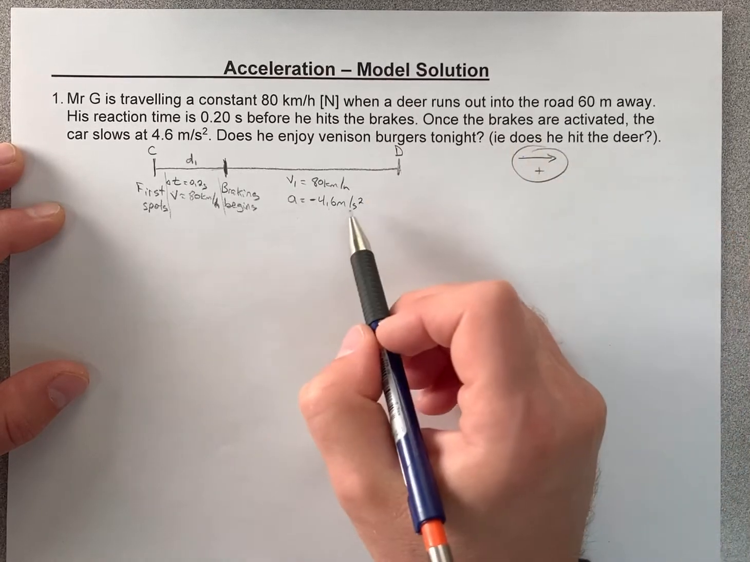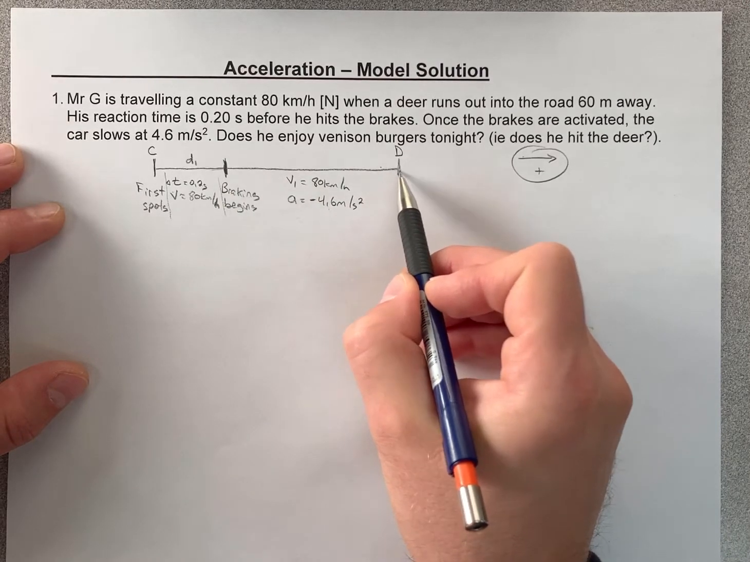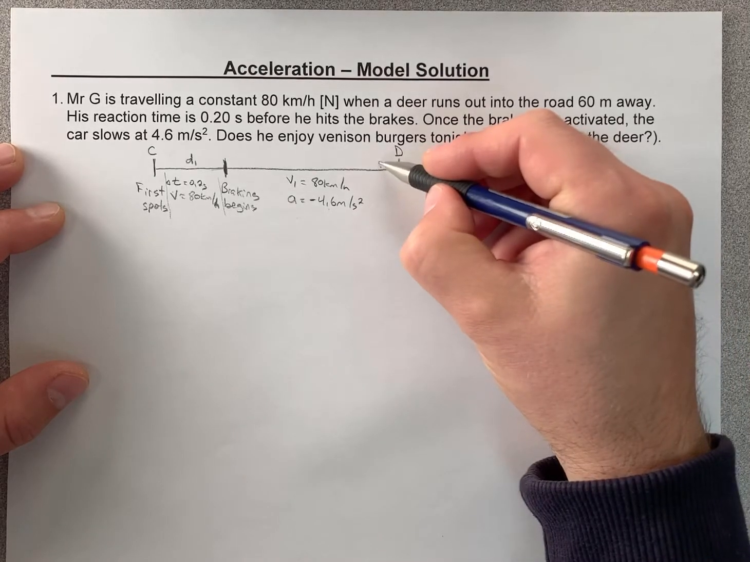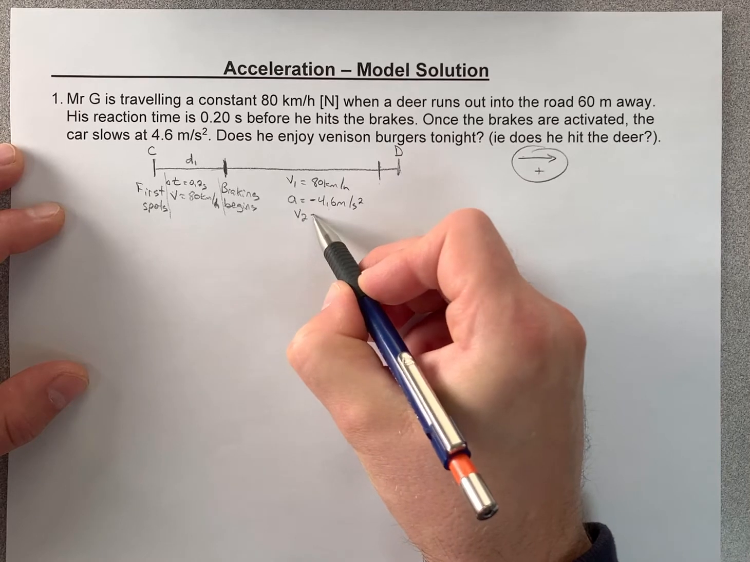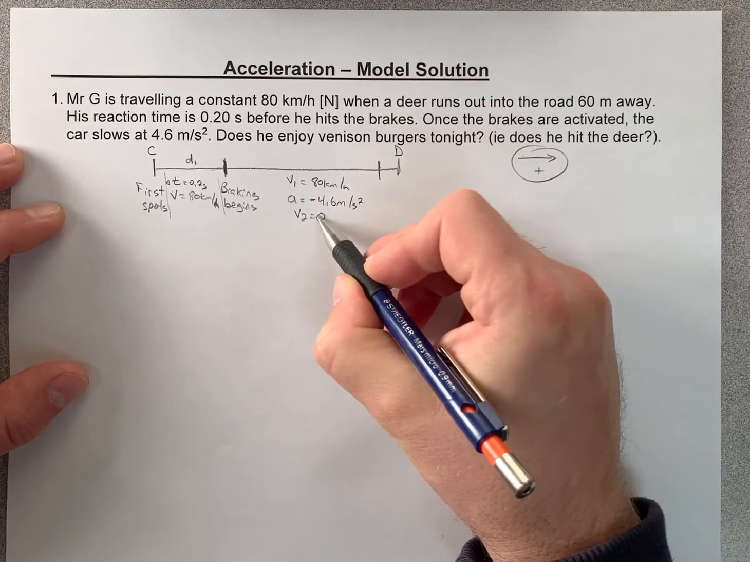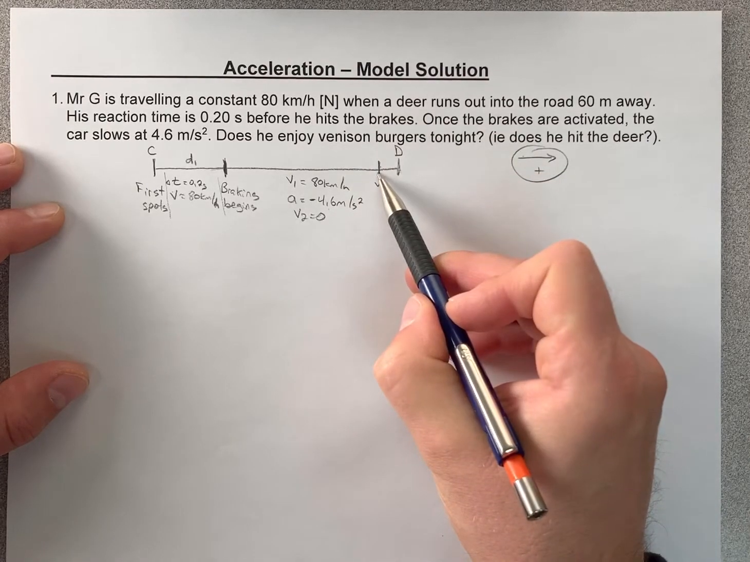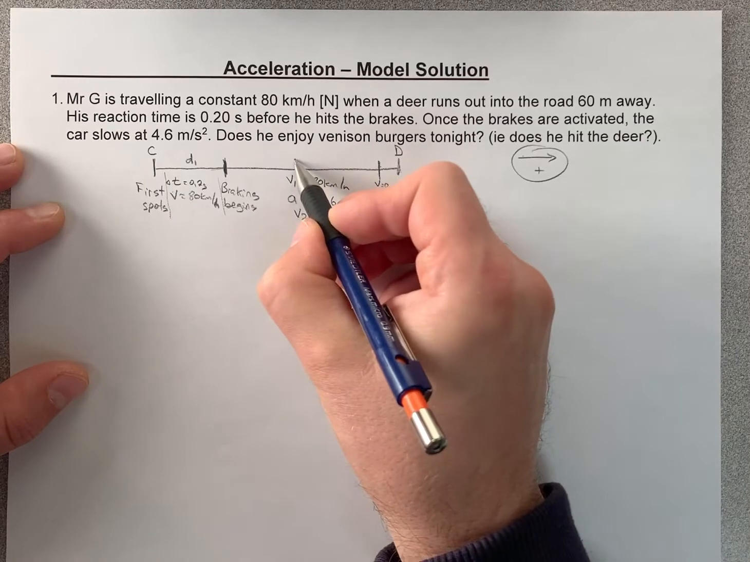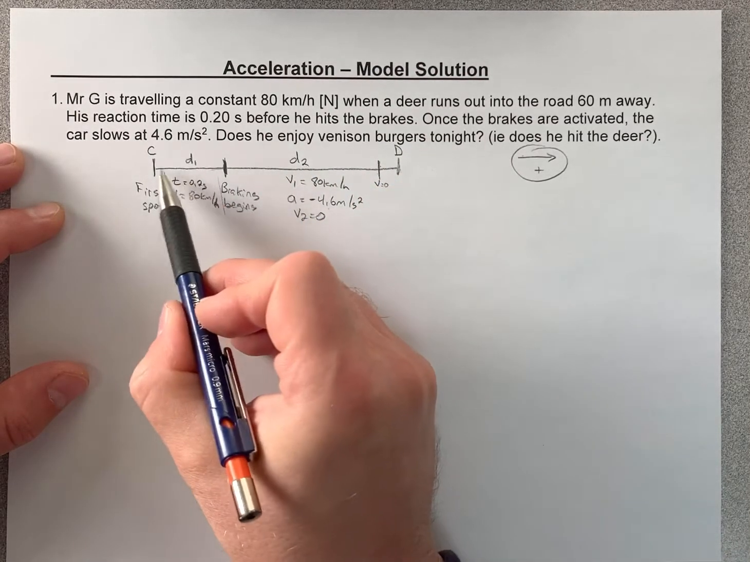Now, eventually I'm going to stop, and the question is, do I stop before the deer, at the deer, or somewhere after the deer? I'm not sure. So I'm going to put a line here and say right here, my V2 is 0. I actually don't know that it's here though. It could be somewhere out here. Over this, I travel some distance as well. I'll call that D2.